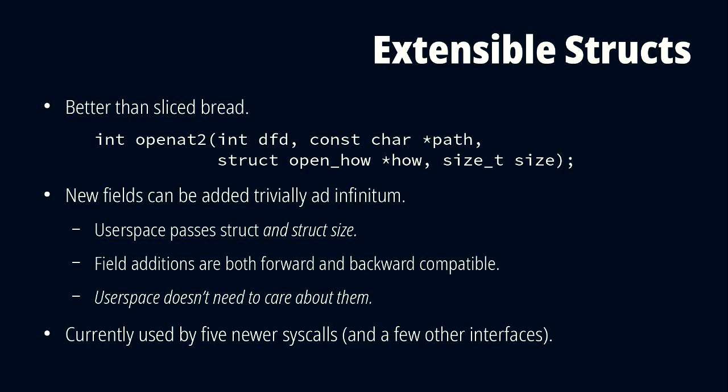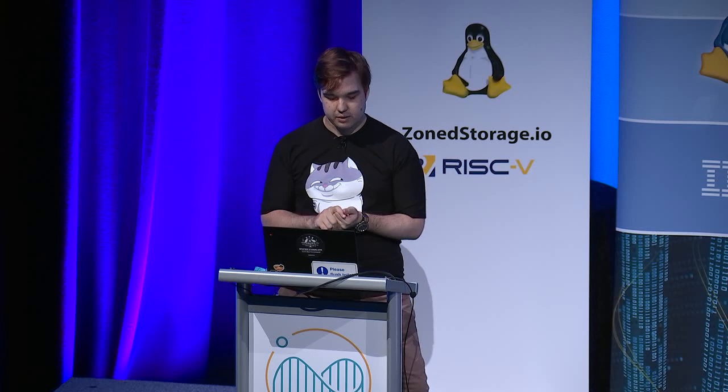Then you have a structure called open_how, which has some fields in it, which I'll show you in a second. And then user space passes the size that it thinks this structure is, or rather the size of this structure in user space. There are a couple of rules for how you handle this size, but the net result is that we can add new fields as much as we like. You can add new fields to the kernel struct, and because user space passes both the struct and the struct size, the kernel knows which fields user space is aware of. So you remove the whole passing garbage problem, and you get some nice forwards and backwards compatibility.